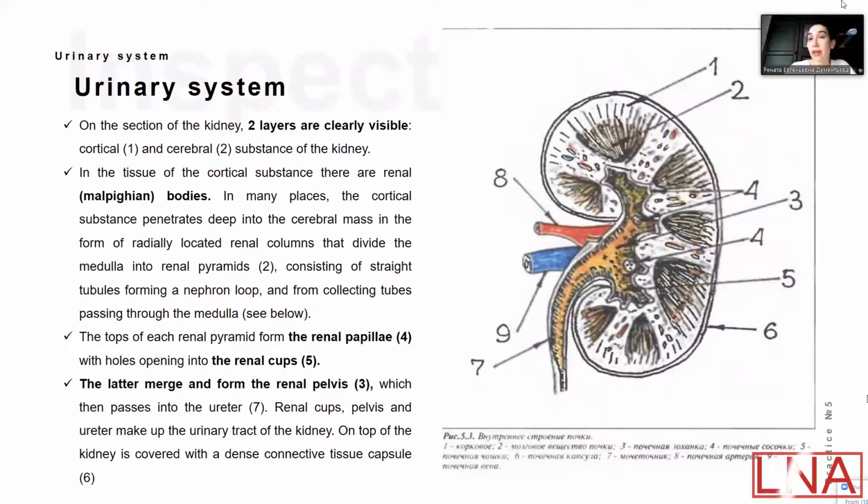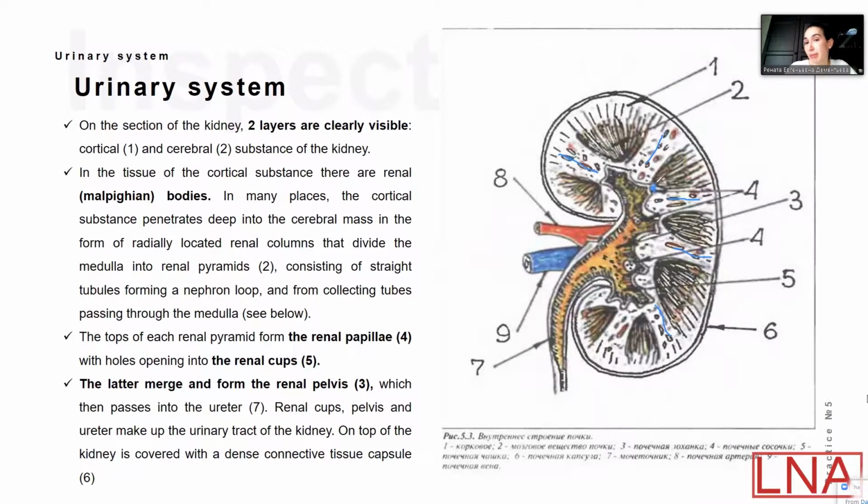Look there, the renal columns, which penetrate the medulla. The medulla consists of straight tubules forming the nephron loop, and collecting tubes passing through the medulla, and we will discuss it a little later. The tops of each renal pyramid form the renal papillae. It's number 4.